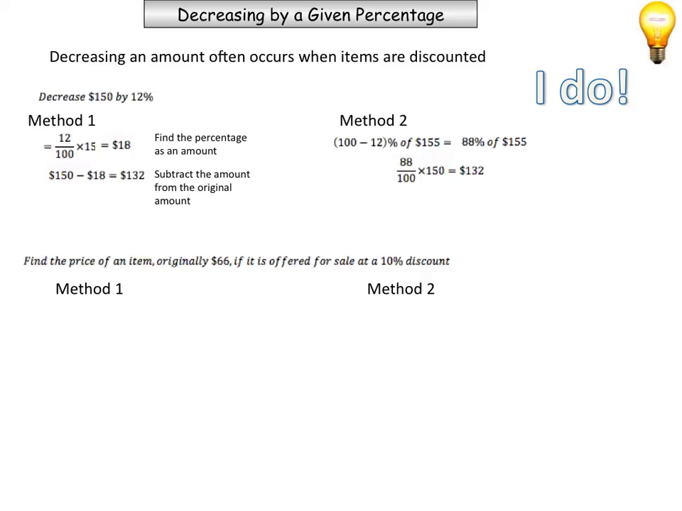Alright, here's another opportunity for you to have a go. Finding the price of an item originally $66 if it is offered for sale at a 10% discount. So you need to use both methods, both method 1 and 2.